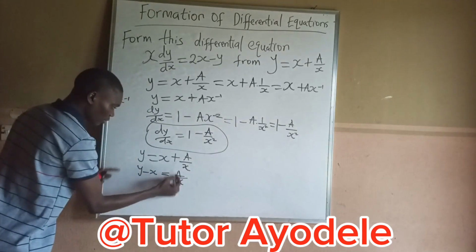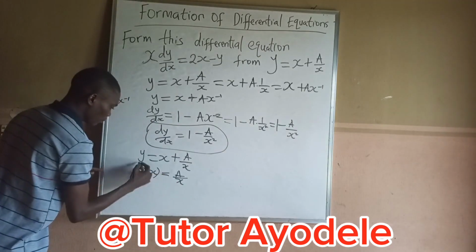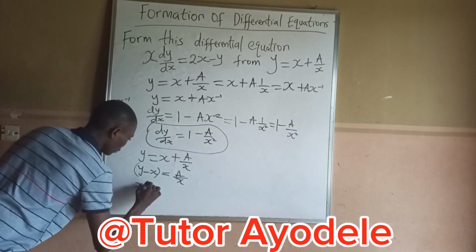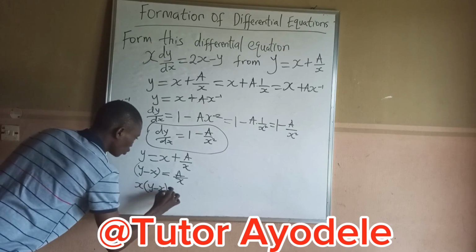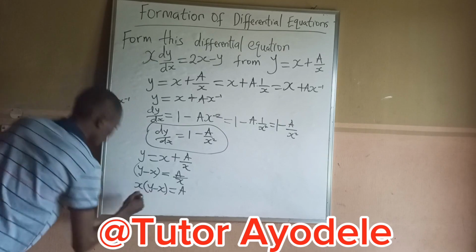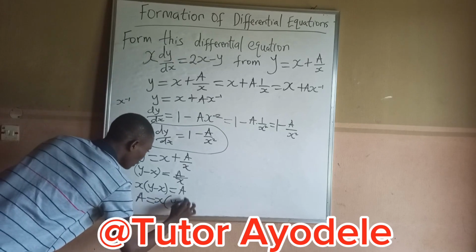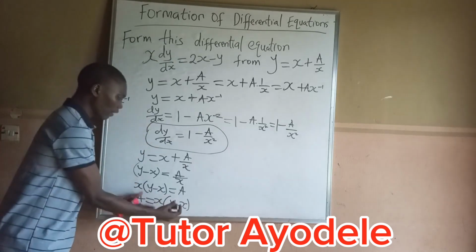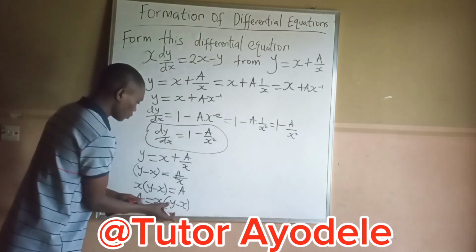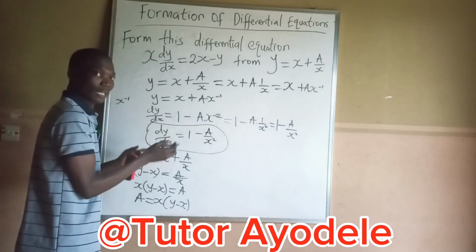Then to make a the subject of the formula, I will have to multiply both sides by what? By x. Therefore, we have x into bracket y minus x, close the bracket, equals a. That is our a equals x into bracket y minus x. This is our a. Now I've gotten the value of a. We're almost done. Since we have gotten the value of a, I will have to substitute the value of a into this equation.